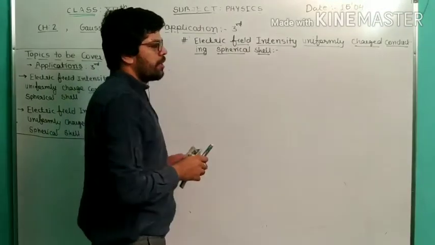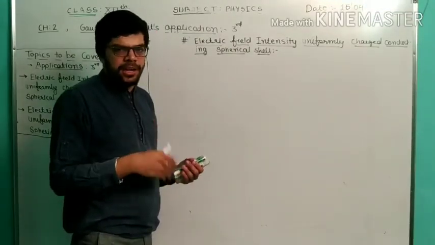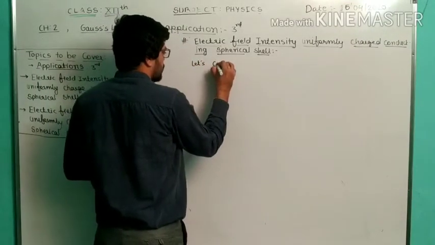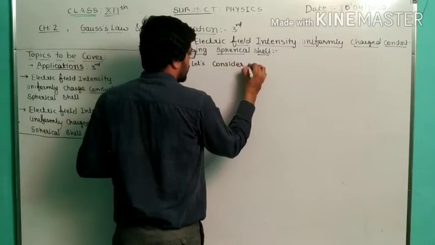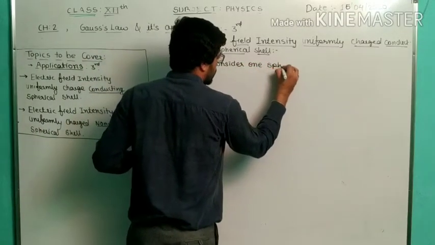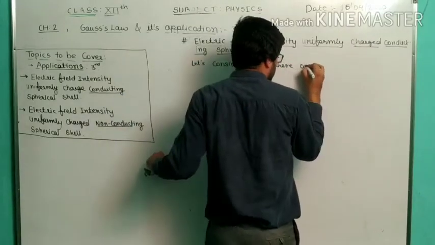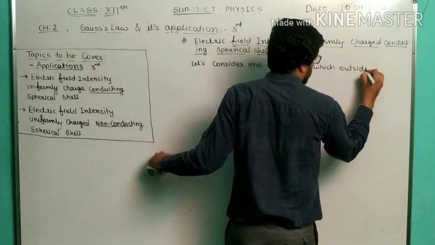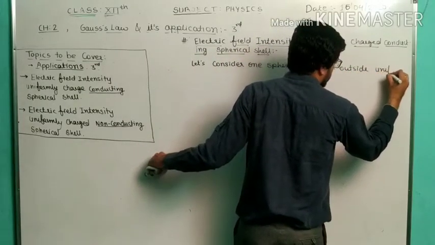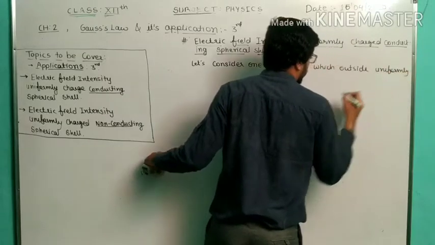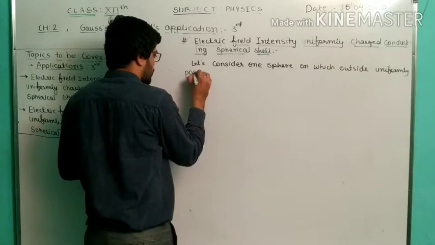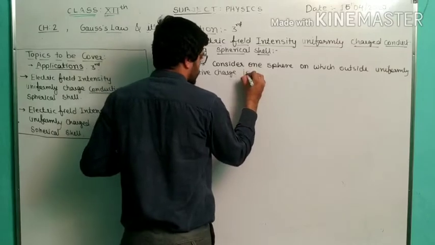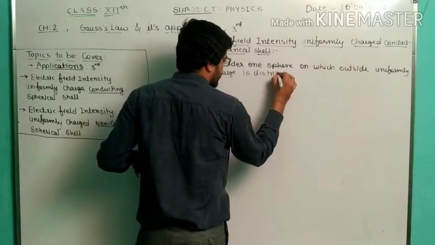Conducting means the charge is distributed either outside or inside. So let's consider one sphere on which, outside, positive charge is uniformly distributed.